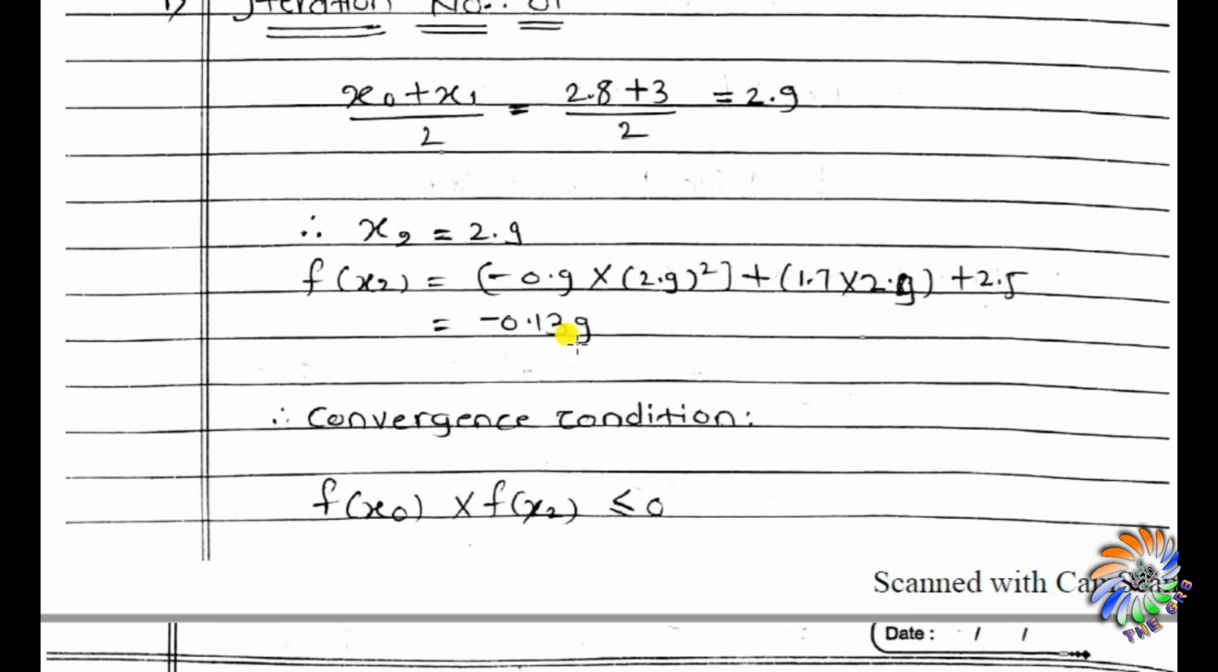The value of f of x2 is negative, minus 0.139. Now we have to check which among these two values, 2.8 and 3, will come with us in the further iteration. Now how to check it? See, the convergence condition is that the value should be less than or equal to 0. We have to compulsorily take this value, f of x2.